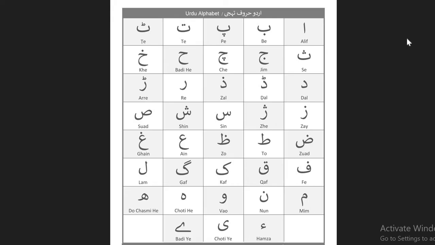Today's lesson will be learning the Urdu alphabet. Urdu has 38 letters in its alphabet and Urdu is written from right to left. Okay, so let's start with the first one.